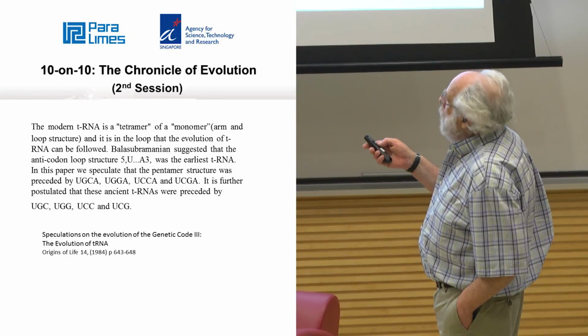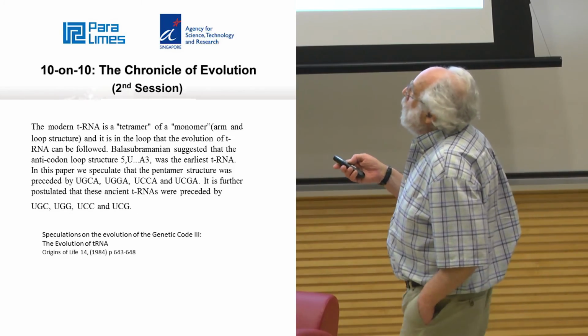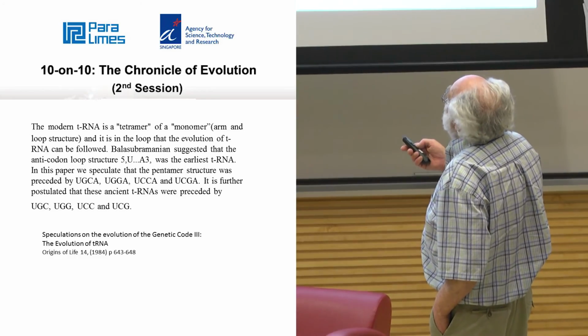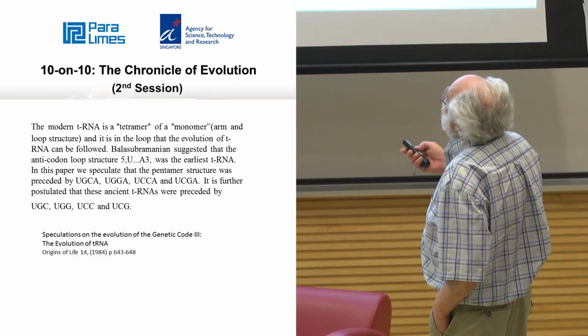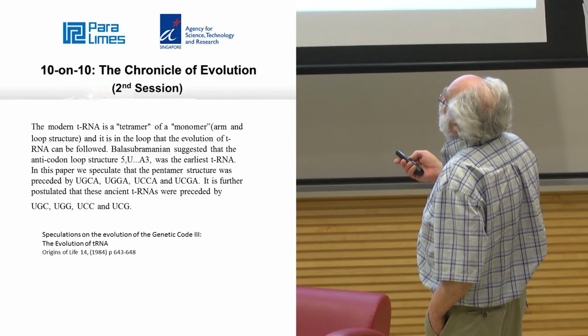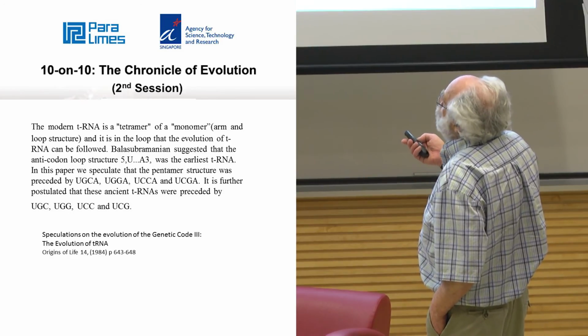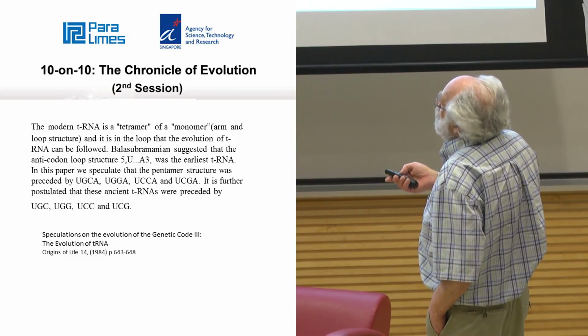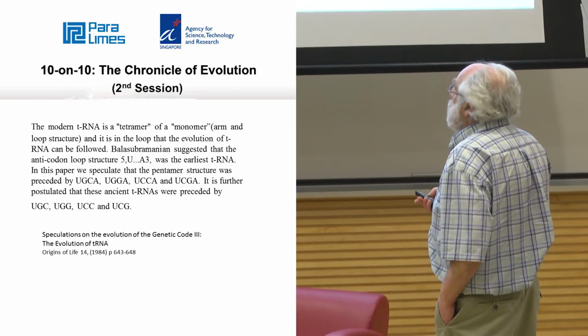And this is my hypothesis that the modern tRNA is a tetramer, and it's in the loop, and the evolution of RNA can be followed as follows, that it was preceded by UGCA, UGGA, UCCA, UCGA. It's further thought that it may even have gone down to these triplets.